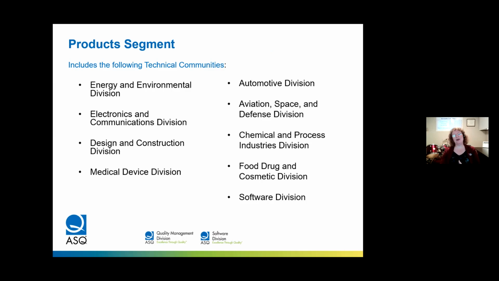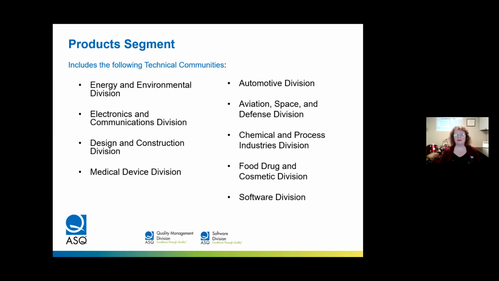And the last segment that we looked at on our pie chart was the products segment. And this one is made up of a series of member unit technical communities. They all focus on the advancement of quality principles in these specific product areas. You can see the energy and environmental division.